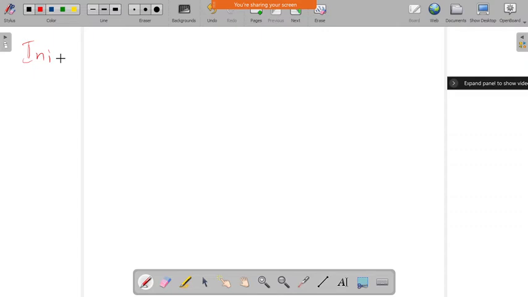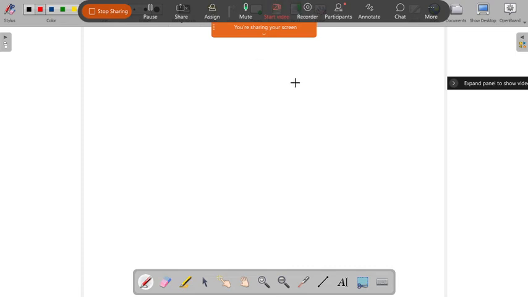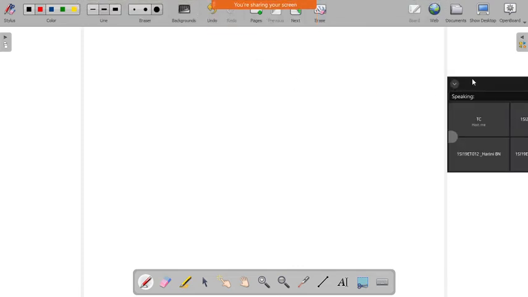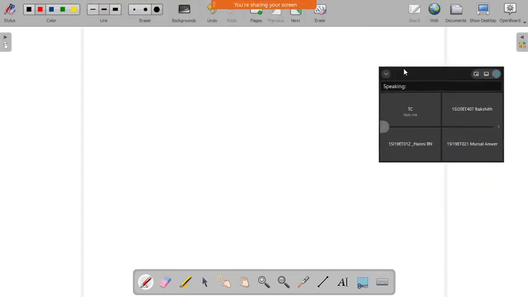Eight z square, right? That one. Numerator 8z square plus 4z. Is it that one? So z square minus 3z divided by z square plus 3 by 2 into z minus 1.